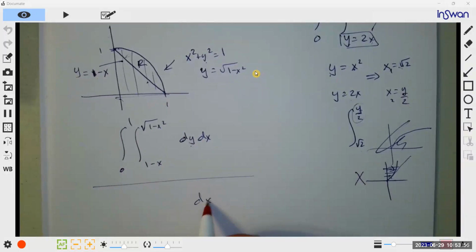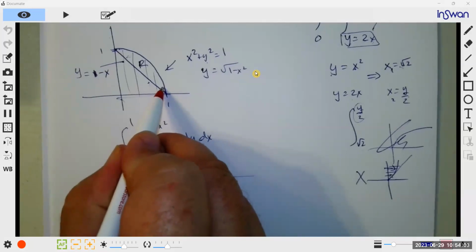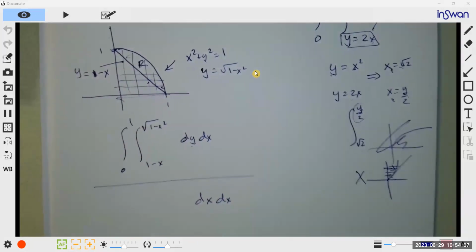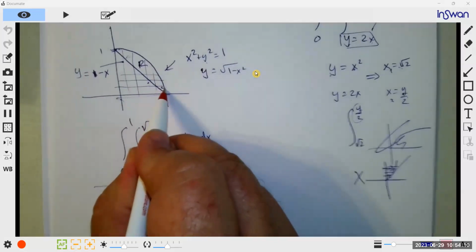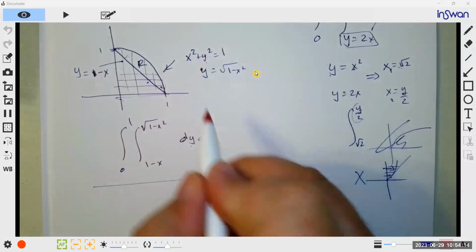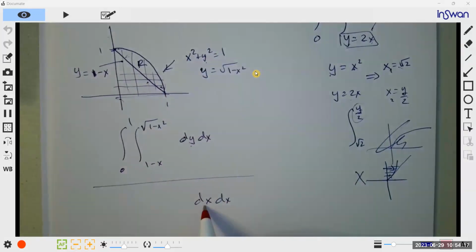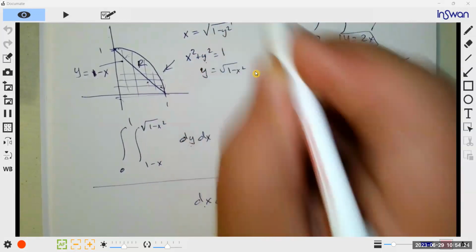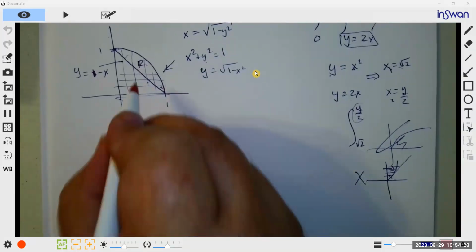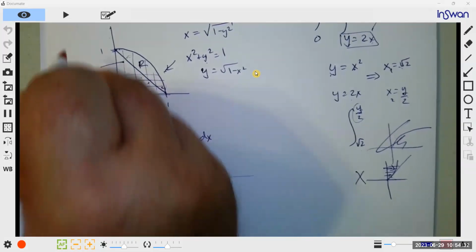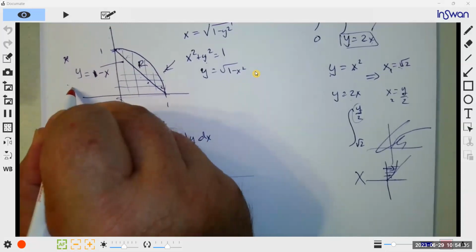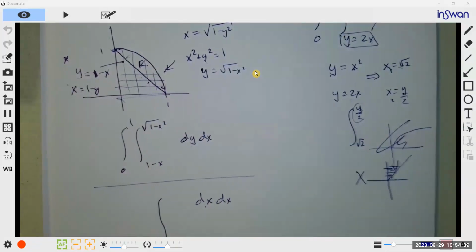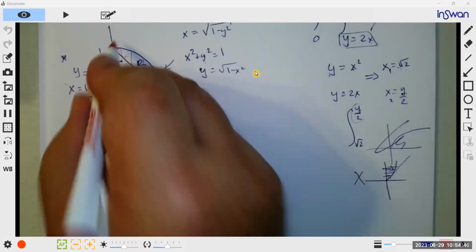Let's say I wanted to switch those. Now I'm going to go this way. So my outer function is this one. So I have to solve this one for x. So x is equal to square root of 1 minus y squared. And this one, since I solve for x, I get x equals 1 minus y. And then from 0 to 1 on the y-axis.